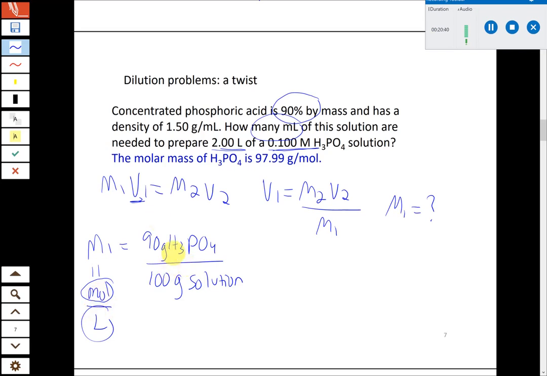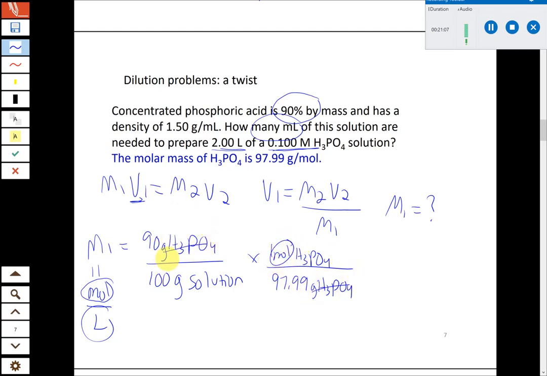All right, so how do we convert grams into moles? Well, that should be old hat for us by now. So if we want to convert the numerator, which is 90 grams of H3PO4, into moles, we just need to use the molar mass that we're given. So 1 mole of H3PO4 has a mass of 97.99 grams. So by dividing by that number, we've converted the numerator, which is in grams, into moles. So that part is taken care of.